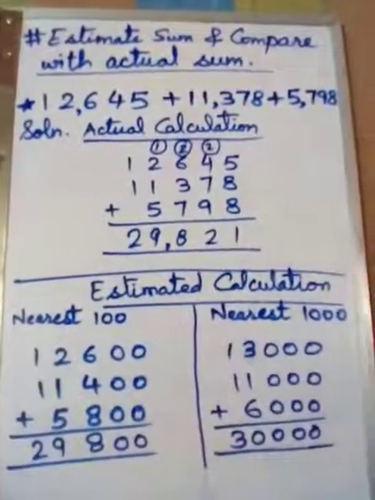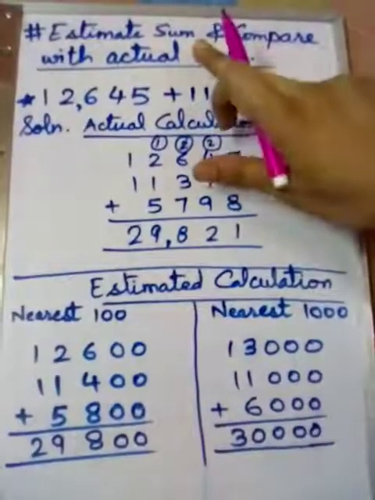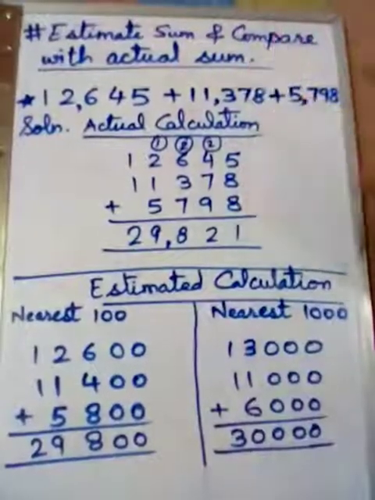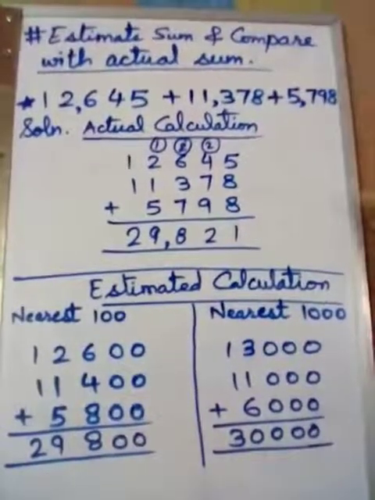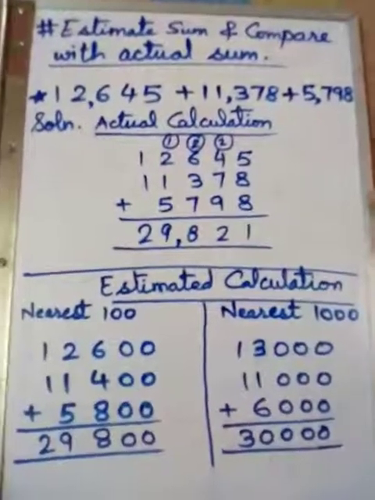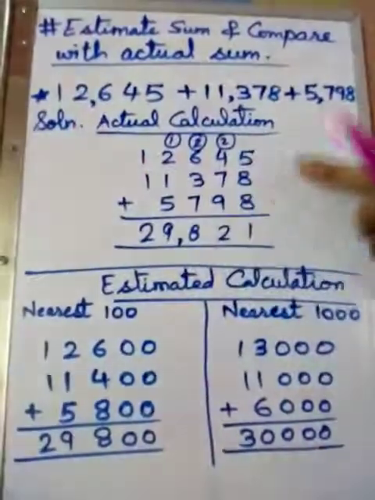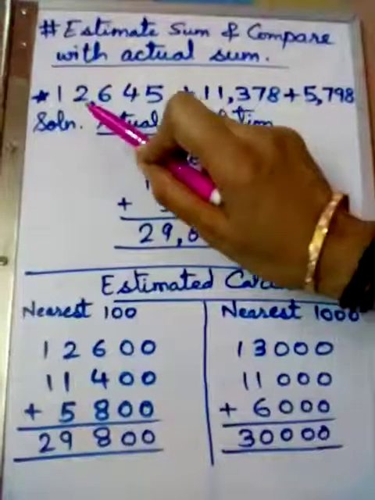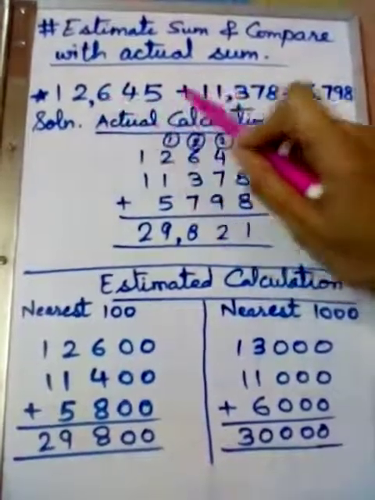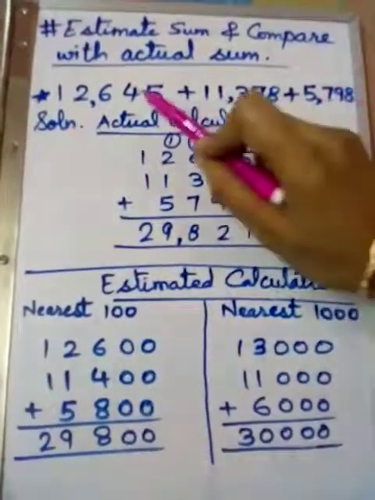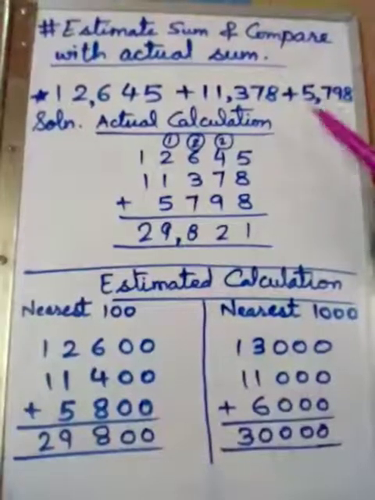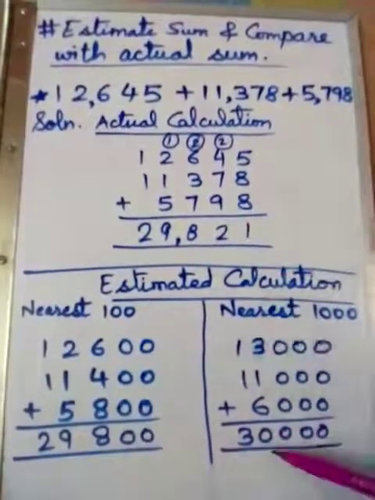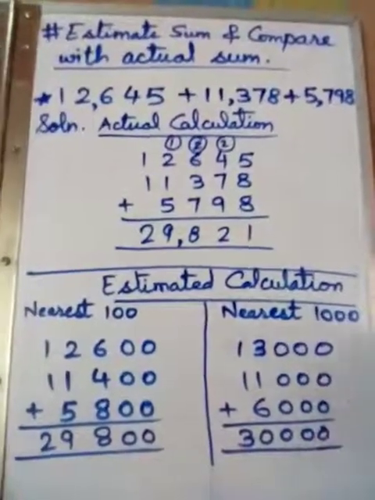Moving to the next topic, that is estimate sum and compare with actual sum. Here you have to refer to exercise 3.2 question number 1. I am taking an example. Just focus. See students, in this example we have got 3 numbers. We are supposed to add them, right? Actual calculation and estimated calculation. So we will find what is the difference.